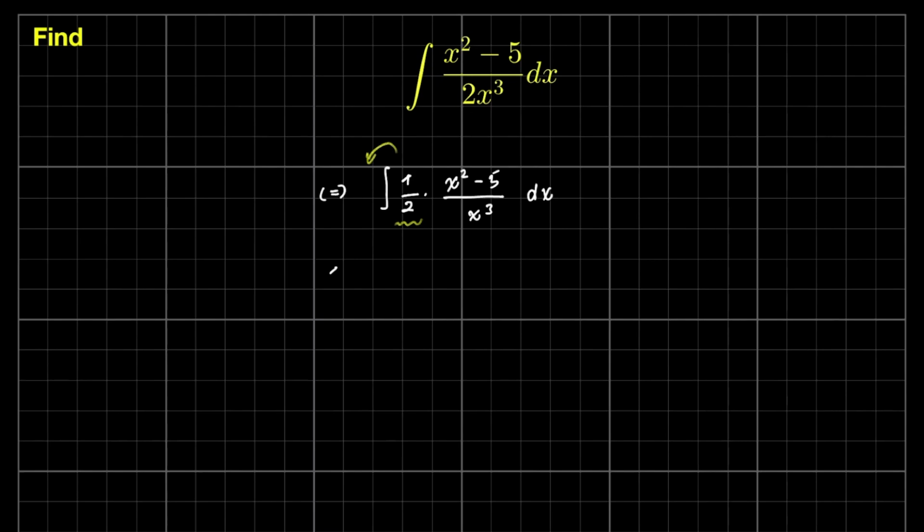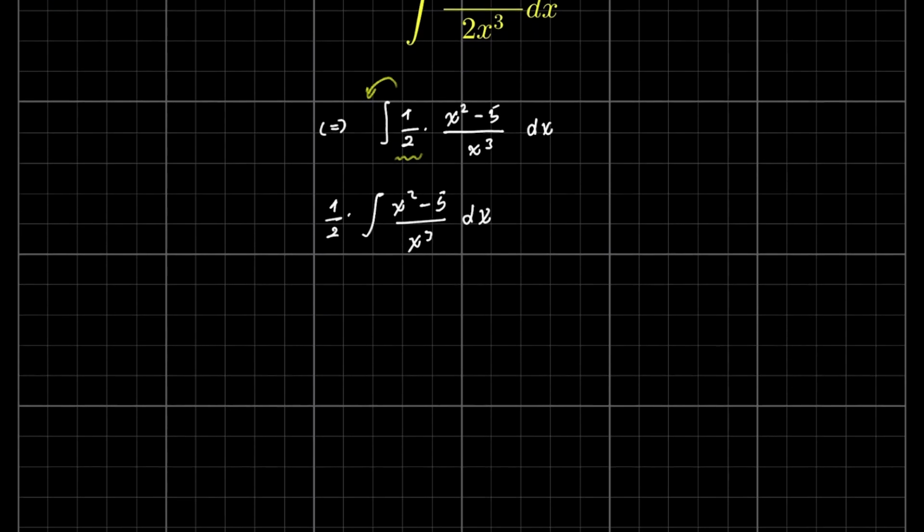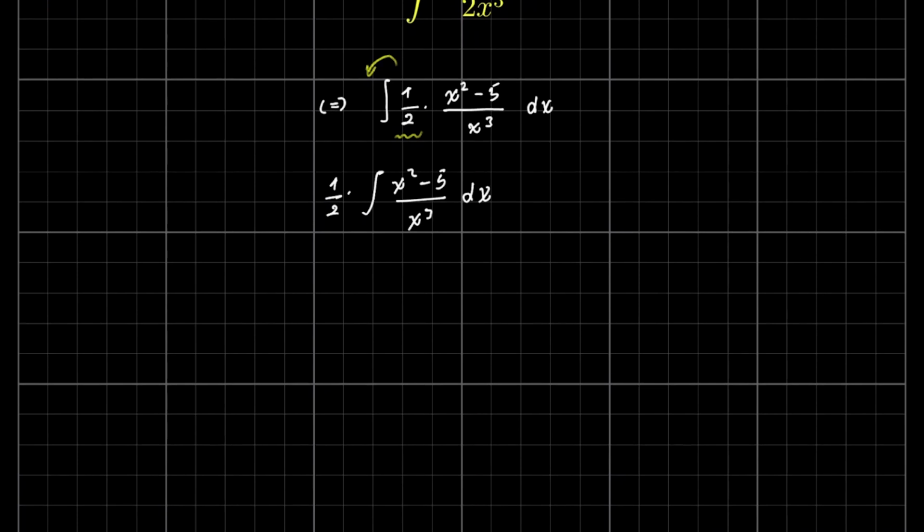So what I'll have now is 1/2 multiplied by the integral of x squared minus 5 over x to the power of 3 dx. And now I can start separating the fractions. So what I'll have now is 1/2 multiplied by the integral of x squared over x to the power of 3. So what I did here is the first term divided by the common denominator. And now minus, let's not forget the negative sign, the second term, which is 5, divided by the common denominator, x to the power of 3 dx.